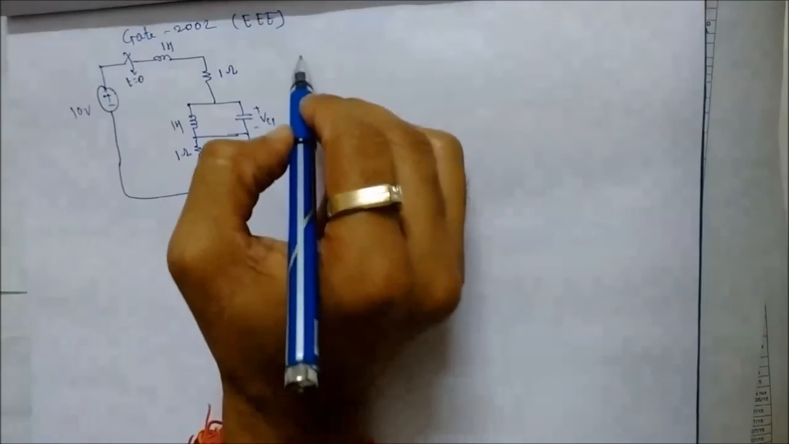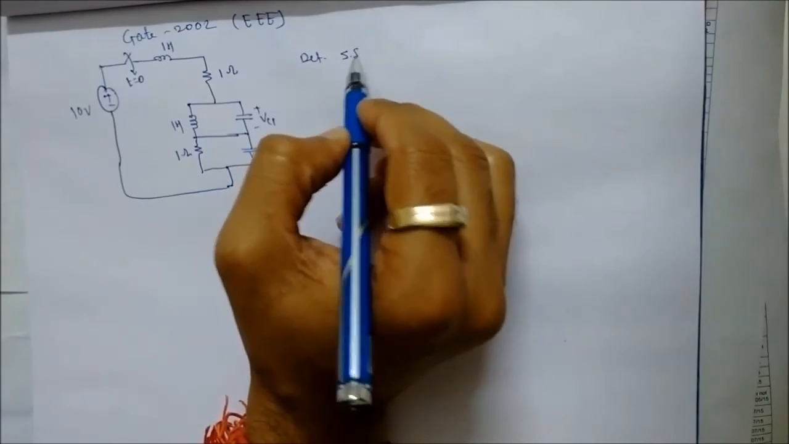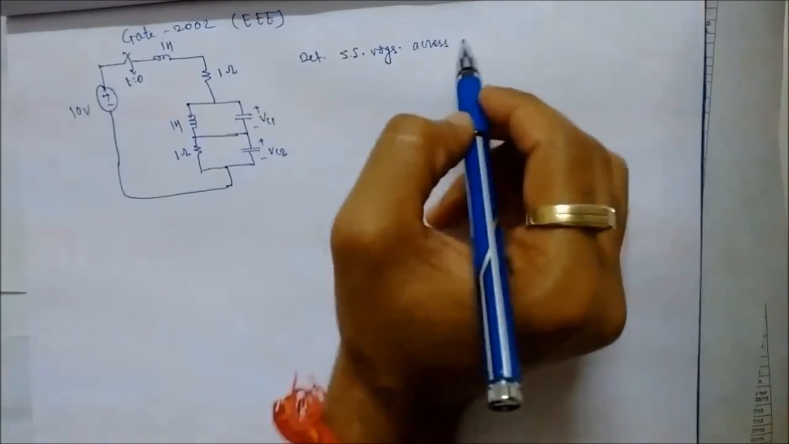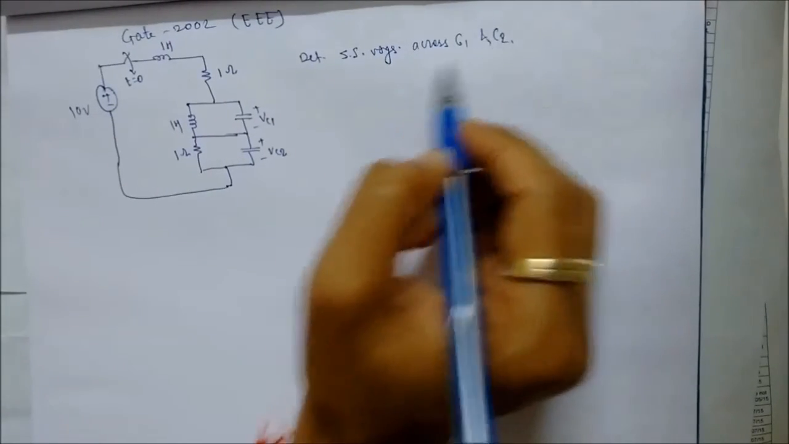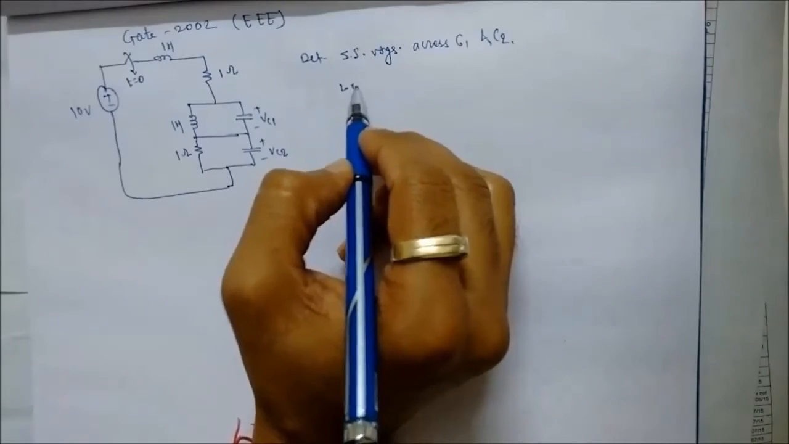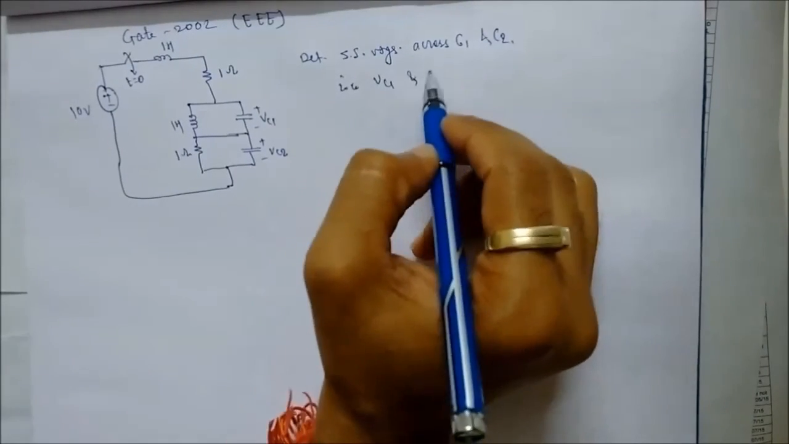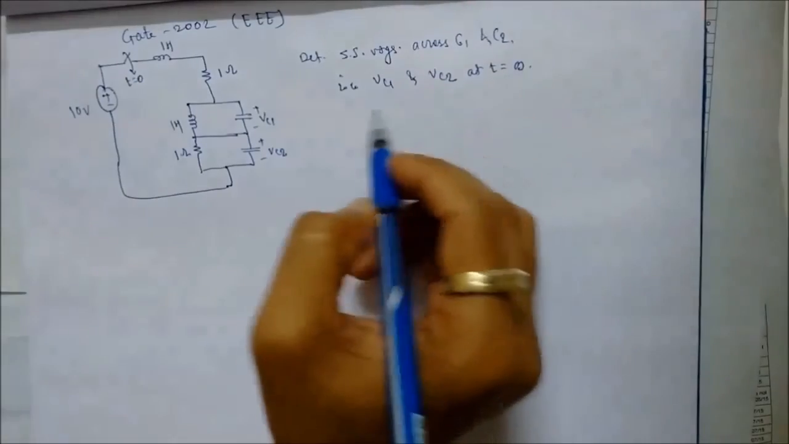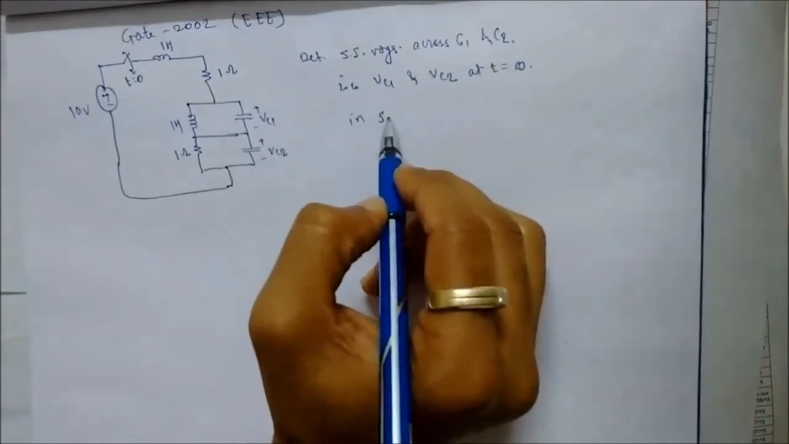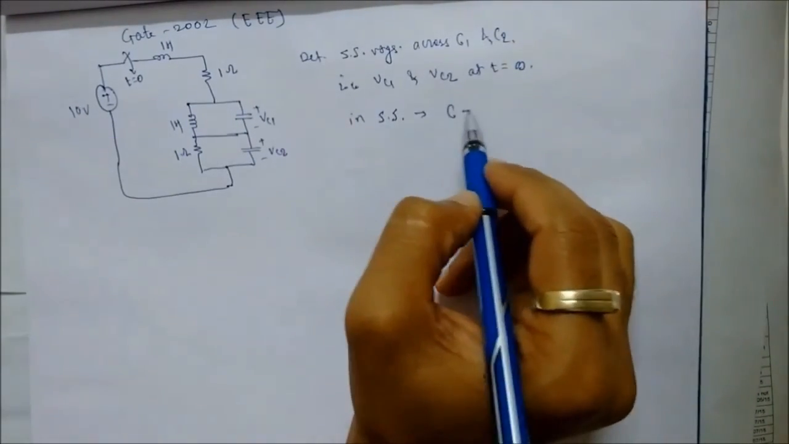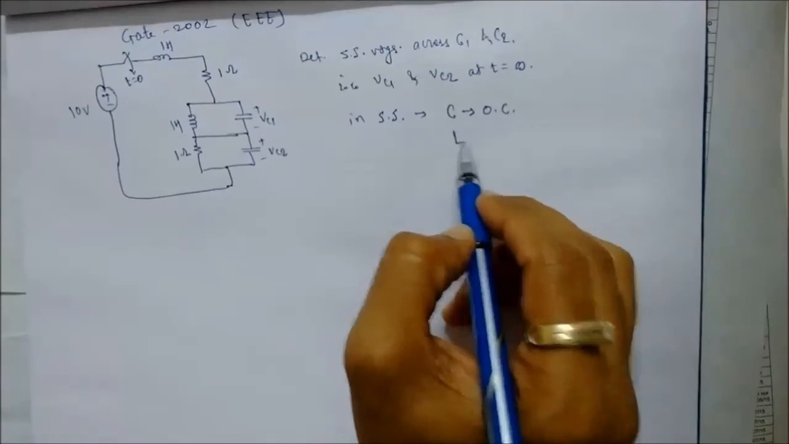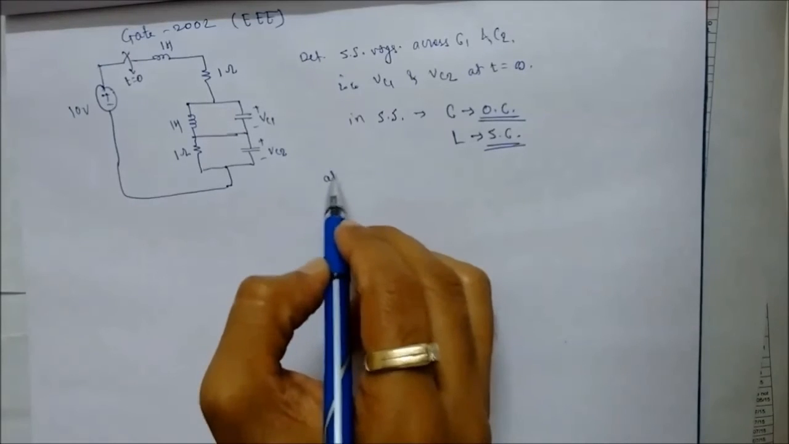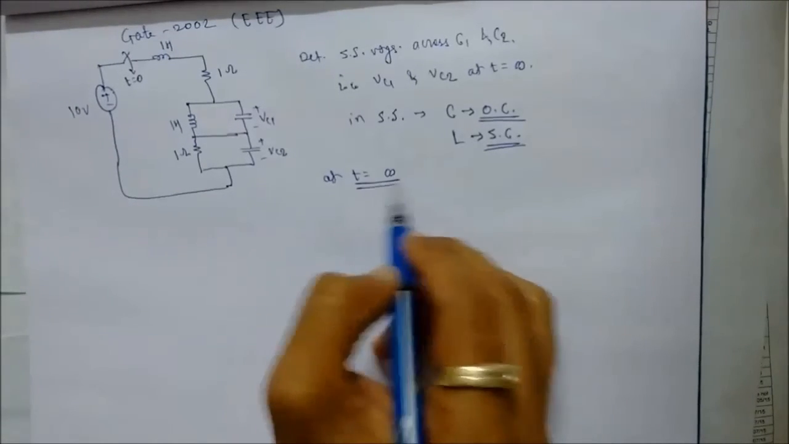We have to find the steady state voltages across C1 and C2. That means VC1 and VC2 at t is equal to infinity. We know that in steady state, a capacitor acts as an open circuit and an inductor acts as a short circuit. So at t is equal to infinity, we can redraw this circuit.